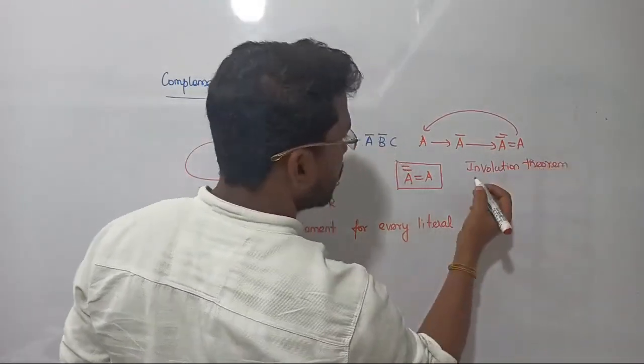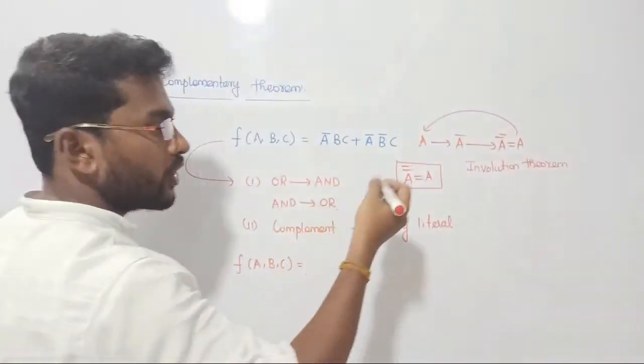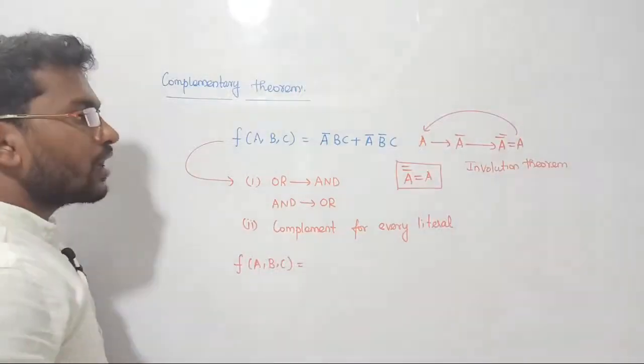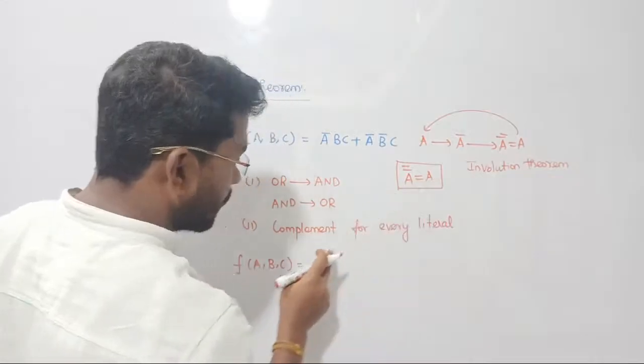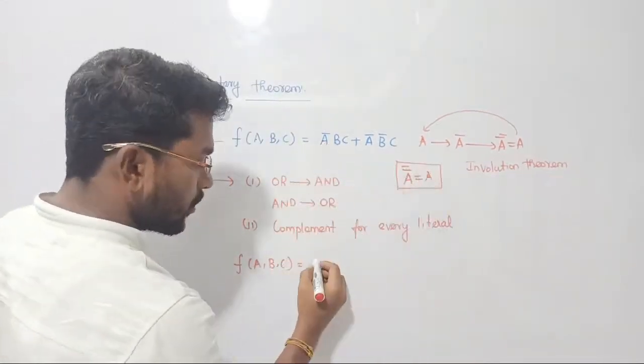According to the involution theorem, if you take a double bar for any function, then you will get the original function. If you take the complement two times for any function, you'll get the original function, like our duality. So what is the conclusion here? Let us apply this. If I take the complement of a bar, you get a double bar, which is equal to a only.